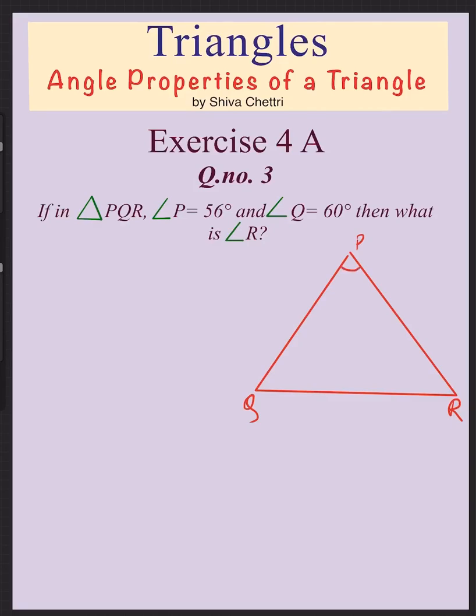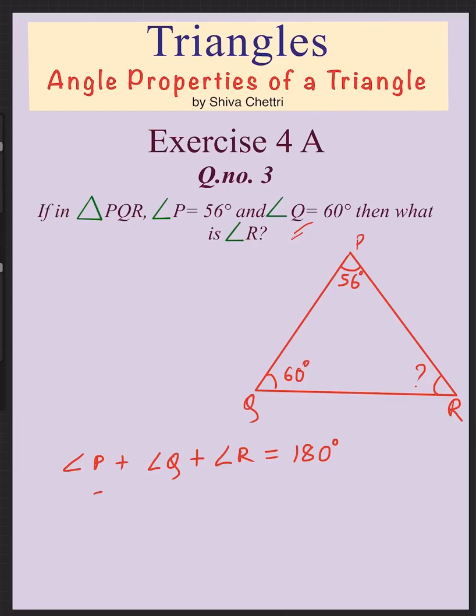Angle P is how much? 56 degrees. Angle Q is given as 60 degrees. Angle R is unknown, we don't know the value of angle R, right? So this question is similar to question number 8. In question number 8, the figure is given, you just need to find the value of the unknown. So now angle P plus angle Q plus angle R gives you how much? 180 degrees, as the angle sum property says.